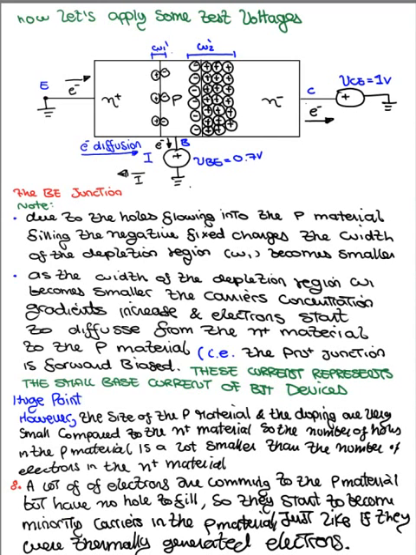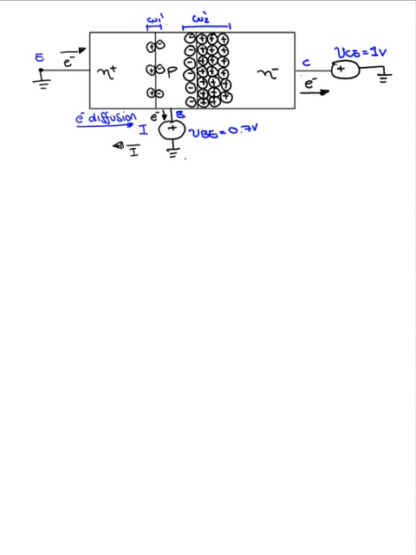Okay, so now we want to talk about the base to collector junction, right? Because that's where the interesting part comes in. So the next thing that we're going to do is redraw and talk about the next effect, which is the effect of the base to collector junction.